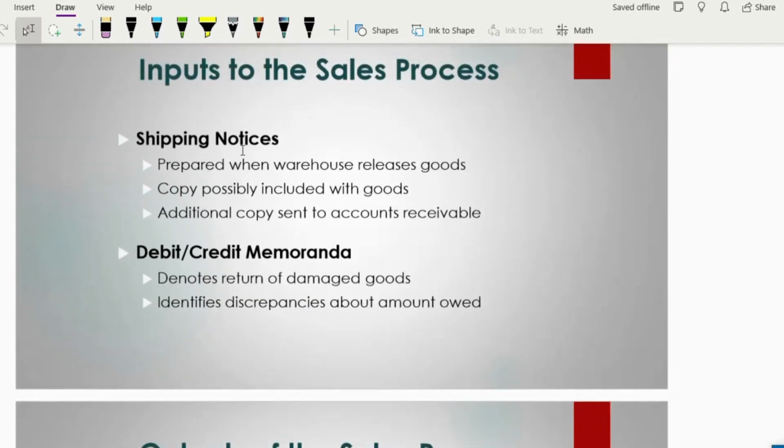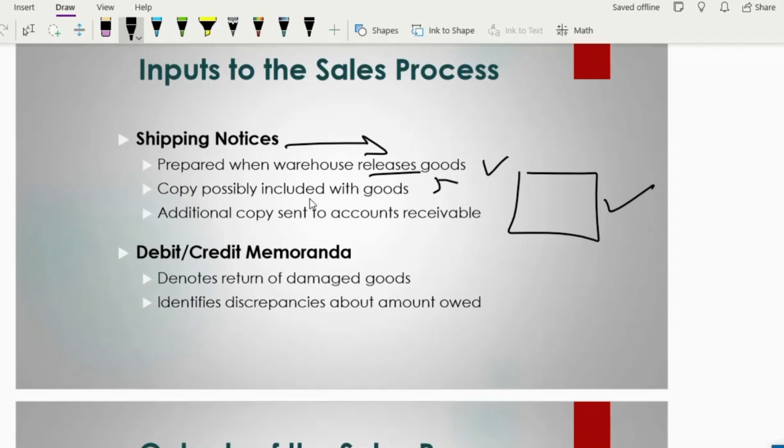Some more inputs regarding the sales process include the shipping notice. The shipping notice is prepared when the storeroom or the warehouse sends the goods to the customer. So the shipping note is attached with that. The box of the goods has the shipping note in it, and it is prepared in multiple copies. One copy is stored in the warehouse, the second copy is sent to the customer, and the third copy is sent to the accounts receivable department, which enters this data into the system.